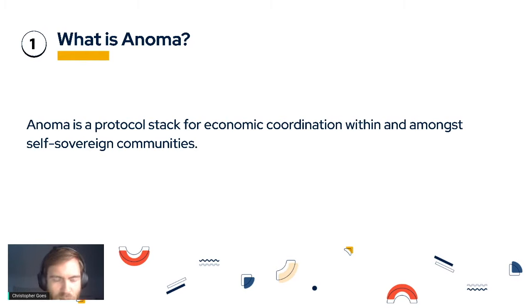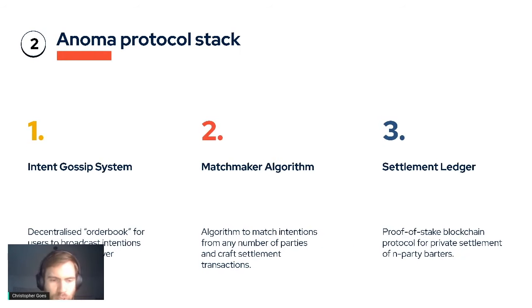We want to facilitate communities which control their own systems of coordination, so there isn't a misalignment. If you look at, say, a fiat currency, that's an example of a misalignment between the mechanism which a community is using for coordination and the entity who actually controls or enforces the rule set of the mechanism. So we want to facilitate economic coordination amongst self-sovereign communities, communities that control their own mechanisms. How do we do that? There are three basic components of the Anoma protocol stack.